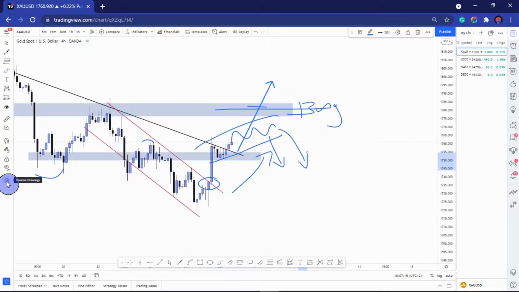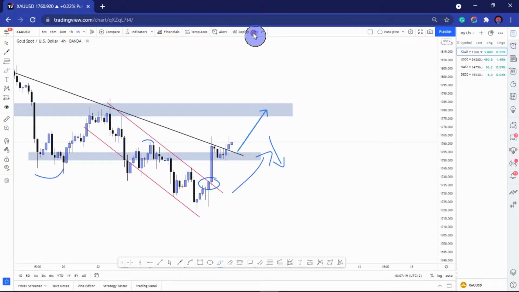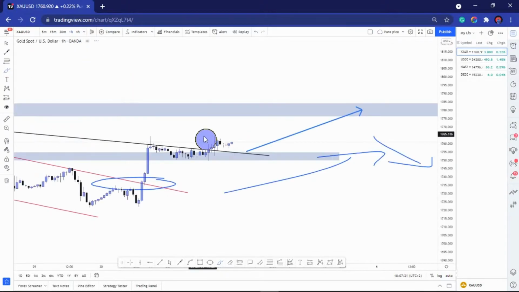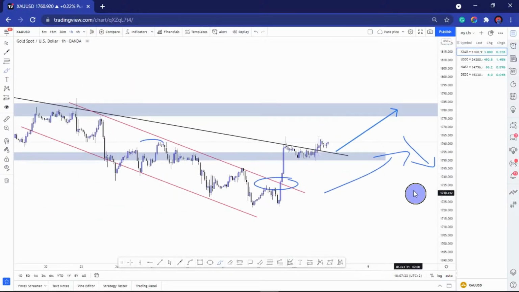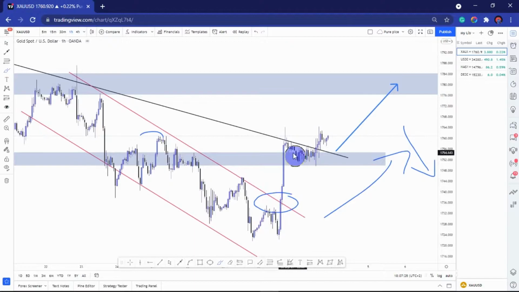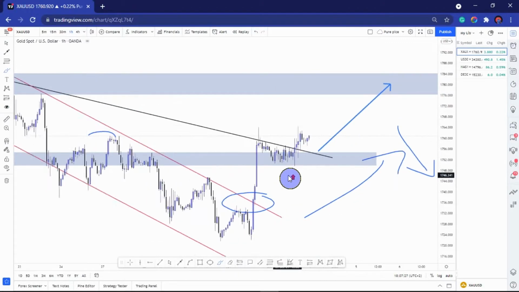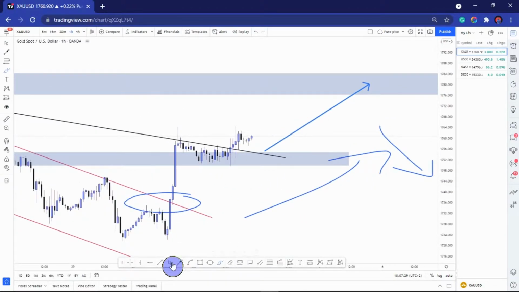Let me remove some of the drawings so that we can see it clearly on a smaller time frame. Looking at the 1 hour time frame, though I've covered a lot of things, you can see clearly here how the waves and the structures are being formed. It will just depend on how this move is going to play out.